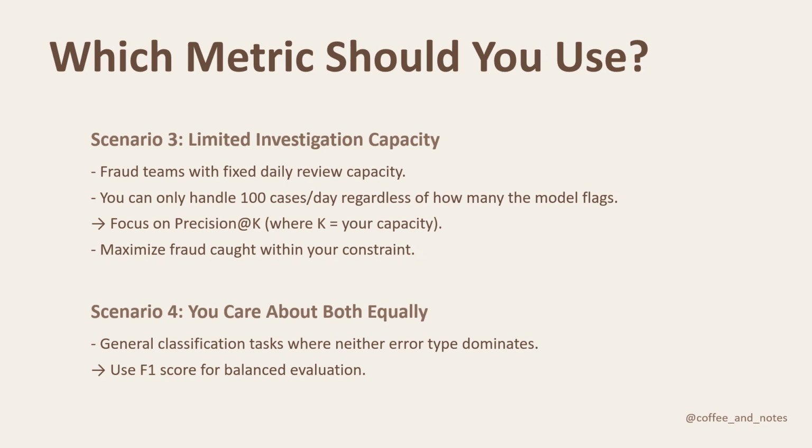Scenario 4, and it's not usually found in real-life cases: you care about both precision and recall. General classification tasks where neither error type dominates. Maybe you are classifying customer support tickets, and both types of errors are similarly problematic. In that case, use F1 score for a balanced evaluation. What is the key? Match your metric to your business reality and costs.